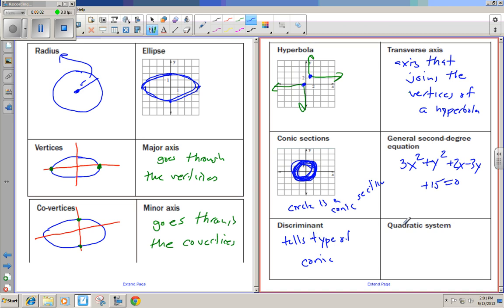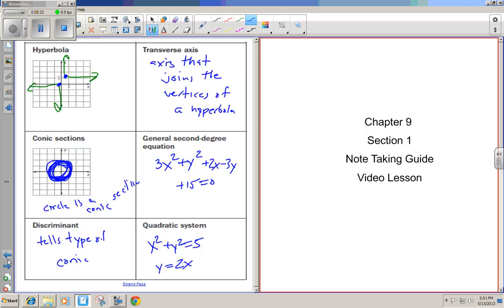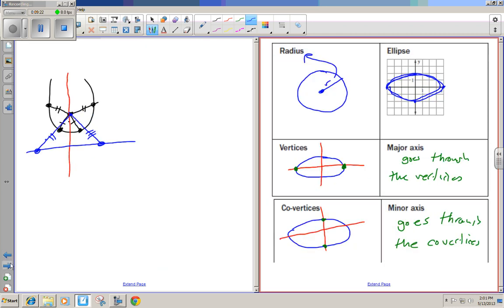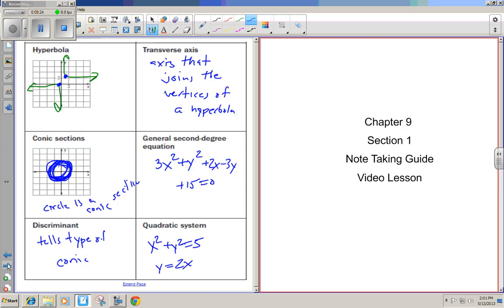A quadratic system is when you have two equations. You might have x squared plus y squared equals 5, and then you may have that y equals 2x. This is a system. All right, so you're going to want to have at least a little bit of each of these words to review so that you can do well on your exam or your test.